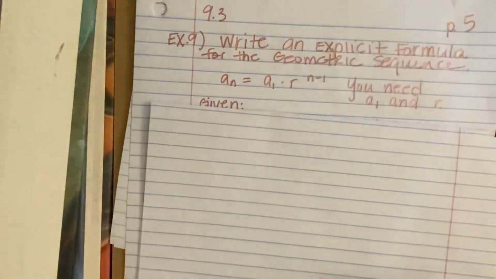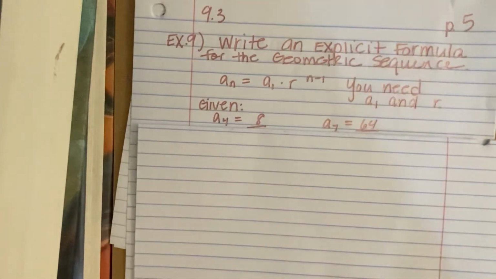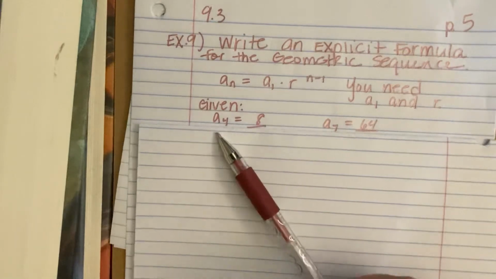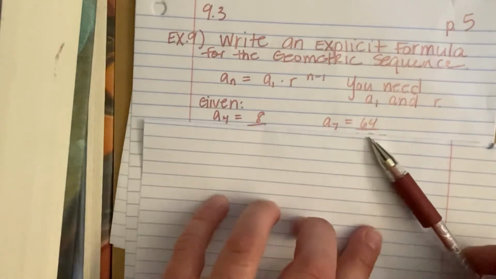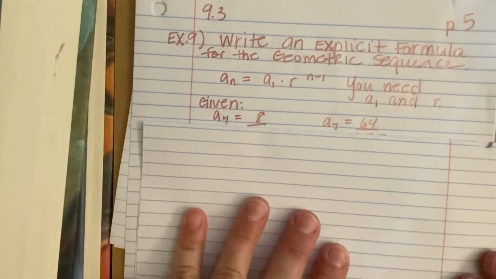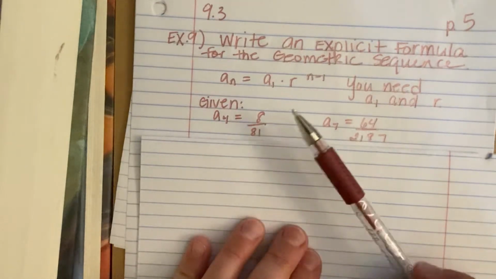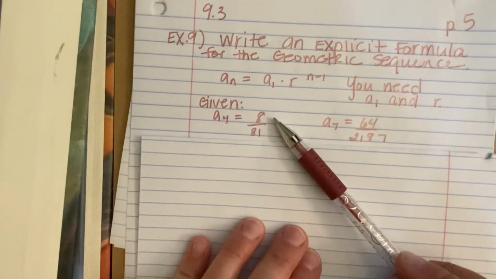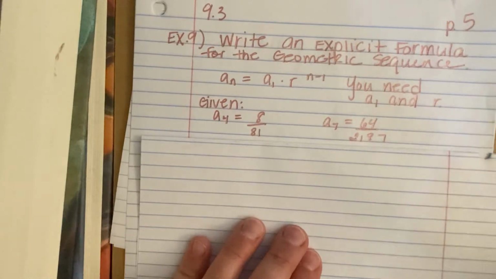Example 9. All right, so this is where we're starting. We're going to write an explicit formula for the geometric sequence given the value of the 4th term and the value of the 7th term. Oh, I'm lying. They're fractions. Oh no. Okay, so we still have the value of the 4th term and the value of the 7th term, but now they're fractions. Sorry.